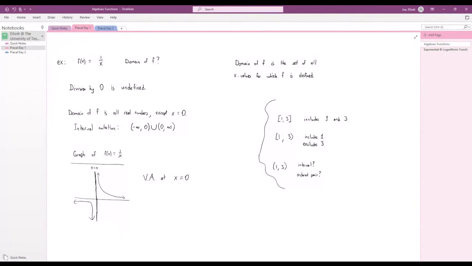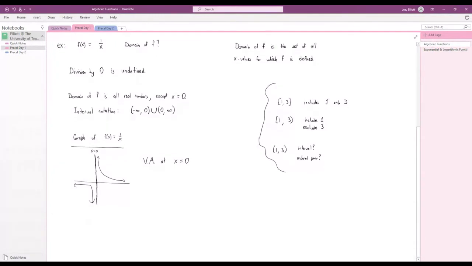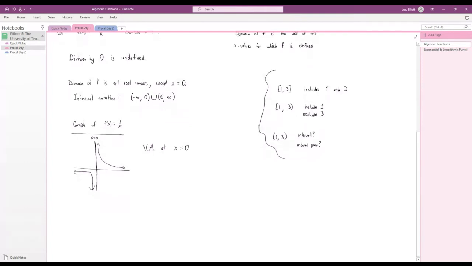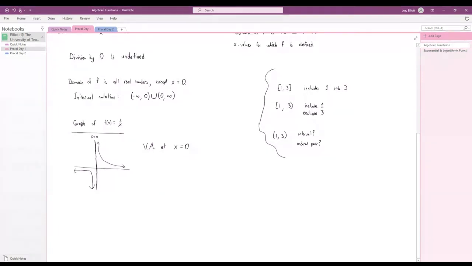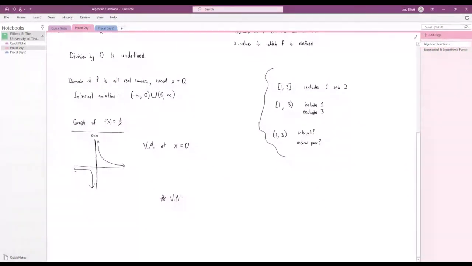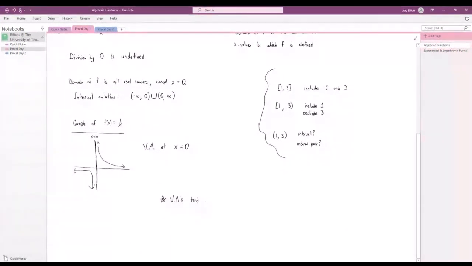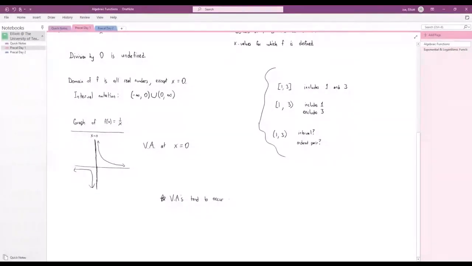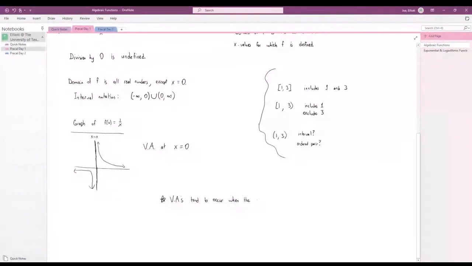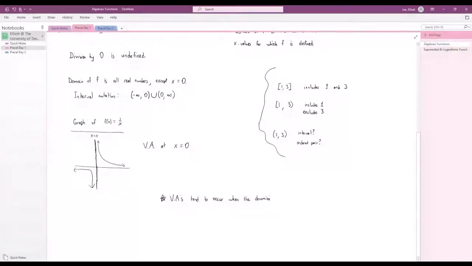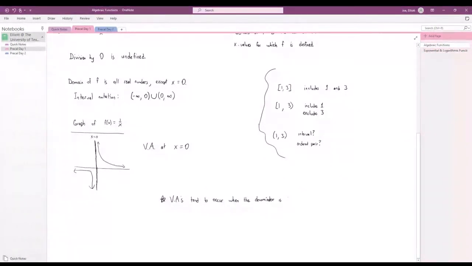All right. Yeah, so I want to talk a little bit about vertical asymptotes. So vertical asymptotes tend to occur whenever your denominator becomes 0. Okay. I'll have more to say about this later, but for now, I'm just going to say that vertical asymptotes tend to occur when the denominator is 0. Okay.